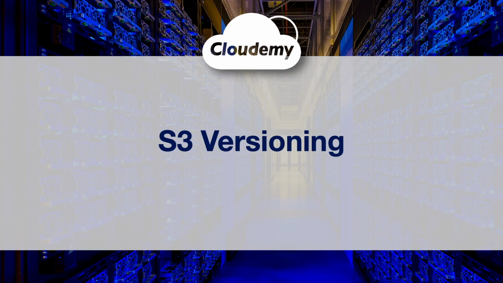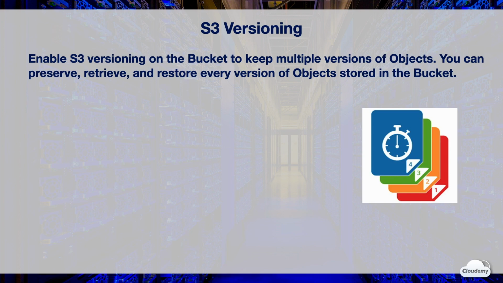In this episode, we're gonna look at the S3 versioning. You can enable S3 versioning to keep multiple versions of objects. You can preserve, retrieve and restore every version of objects stored in the S3 bucket. After you enable S3 versioning, every time you put an object or update it in a bucket, S3 generates a unique version ID for the object. A combination of key and version ID can uniquely identify an object in a bucket.